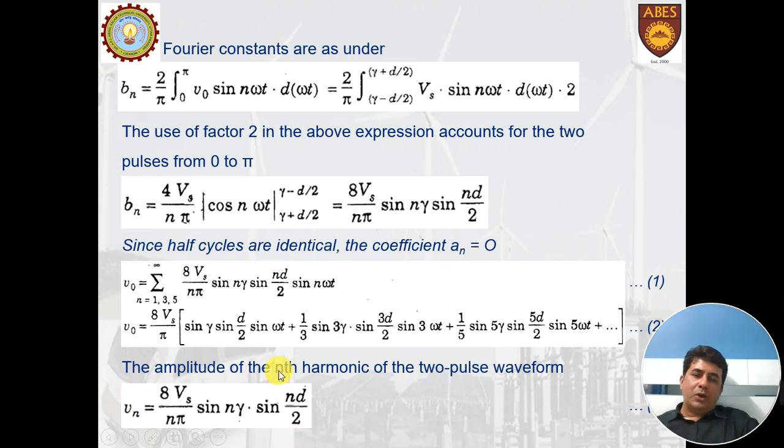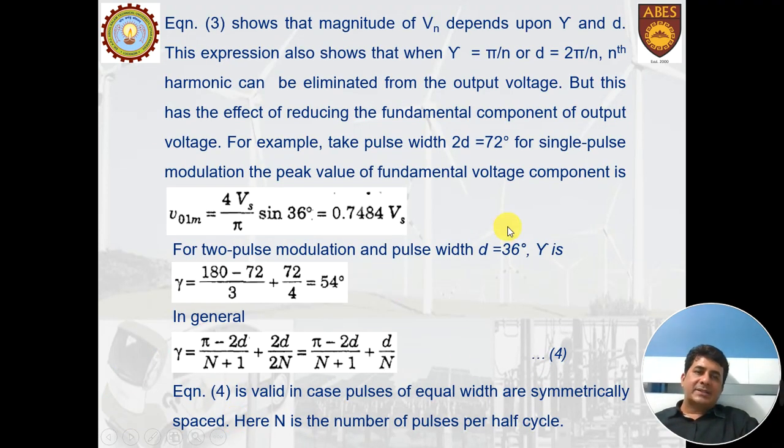The amplitude of the nth harmonic is given by this formula, and in this formula, by just adding the value of gamma equal to this, or by keeping the value of d equal to this, the particular nth harmonic can be excluded. Now let us see what output we will get if we take the value of 2d equal to 72 degree.